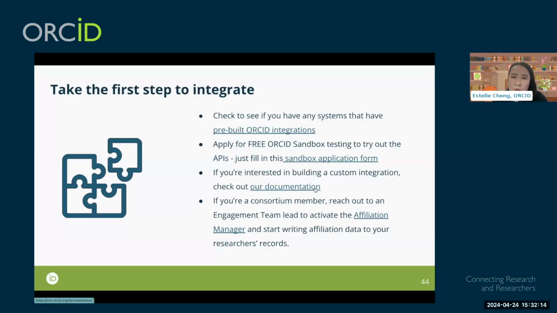And please always use our documentation, especially if you are interested in custom integration. That will require more in-depth reading, because your tech team will be the one doing it, not the vendor. And if you're a consortium member, reach out to us to activate the affiliation manager feature for you, so you can add more affiliation data to your researchers' ORCID records.